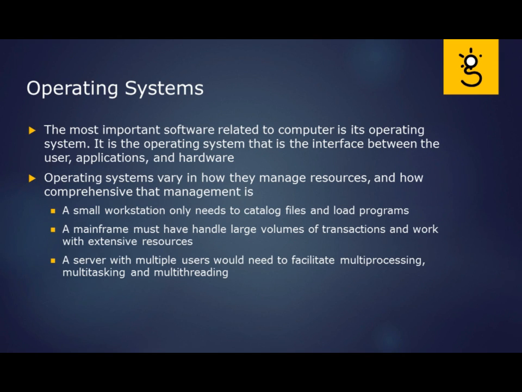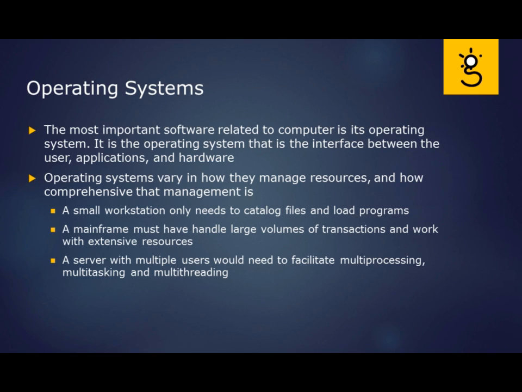Now, the most important software that's probably related to the computer is the one I just mentioned, the operating system. And it's the operating system that really is the interface between us, the user, the applications that we're running, and the hardware. Now, the operating systems vary in how they manage those resources and how comprehensive that management is going to be. For example, if I have a small workstation, I really only need my operating system to help me in the cataloging of files, loading programs, maybe some network communication.